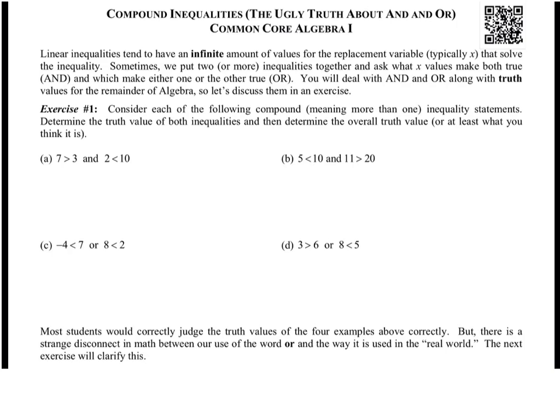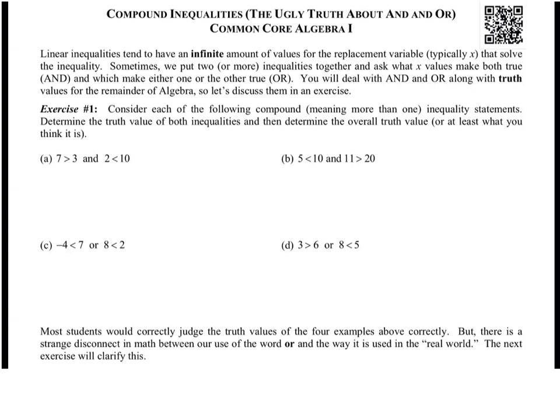All right, compound inequalities. Linear inequalities tend to have an infinite amount of values for the replacement variable. So that's why we always draw an arrow in one direction. So consider the following compound, meaning more than one, inequality statements. Determine the truth value of both inequalities, then determine the overall truth value.